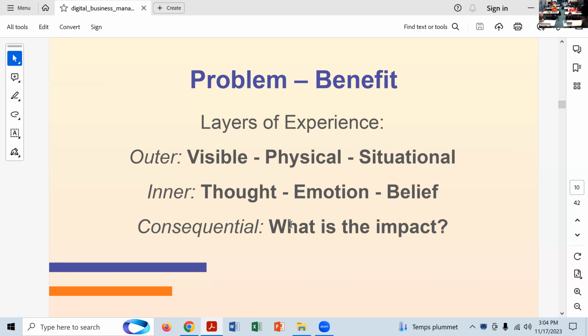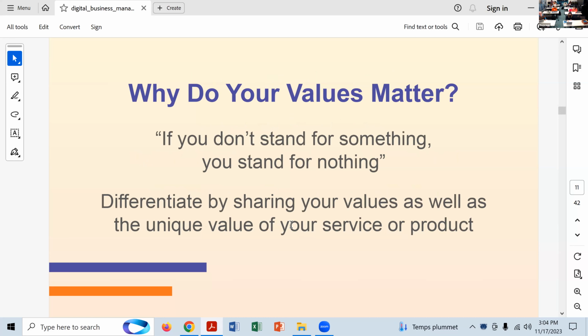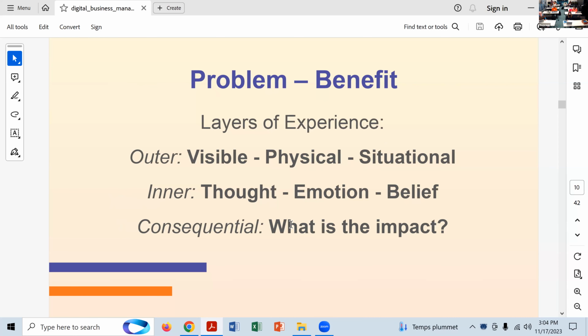I'm going to go through the next three as well, and then I'll break for sharing. We probably need some examples. That can be problem, benefit: outer, inner, consequential. So for example, we have Irving here, and he is selling the cannabis herbs, CBD, CBG.